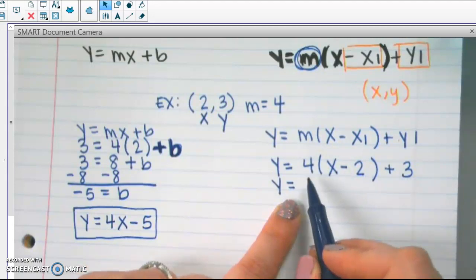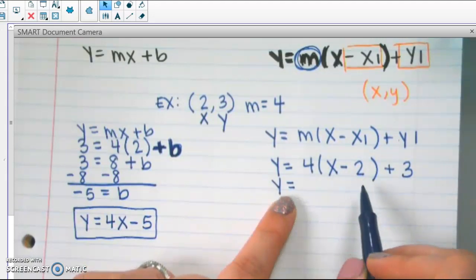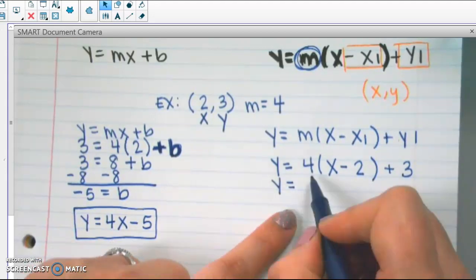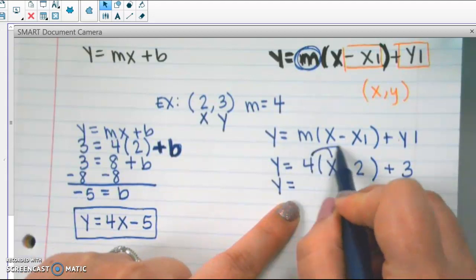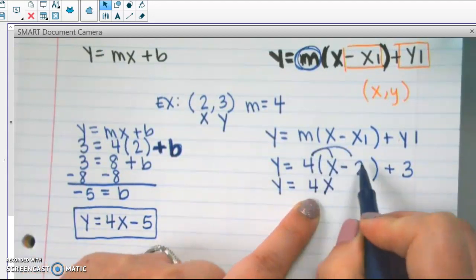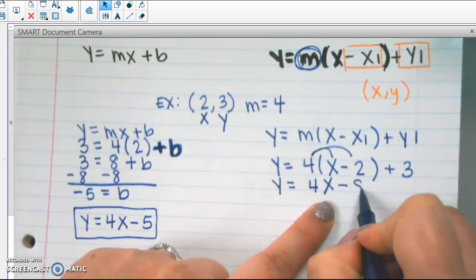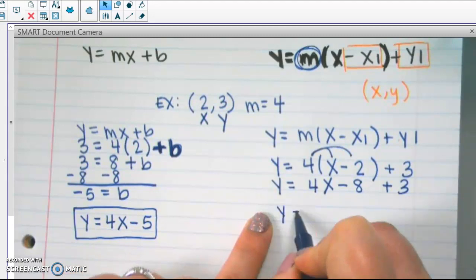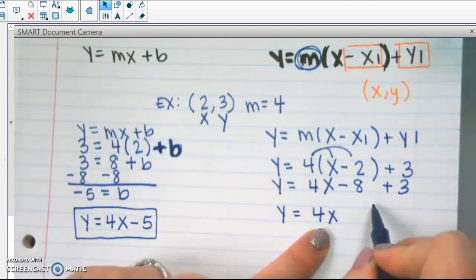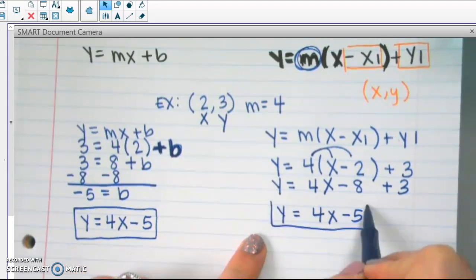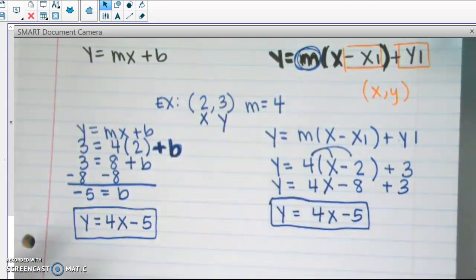I plugged in m. I have -2 because that was my x. I have +3 because that was my y. I am going to distribute. So 4 times x is 4x. 4 times -2 is -8. I'm just going to drop down that +3. And now I just have to combine like terms. And -8 plus 3 is -5. And so we get the same answer.